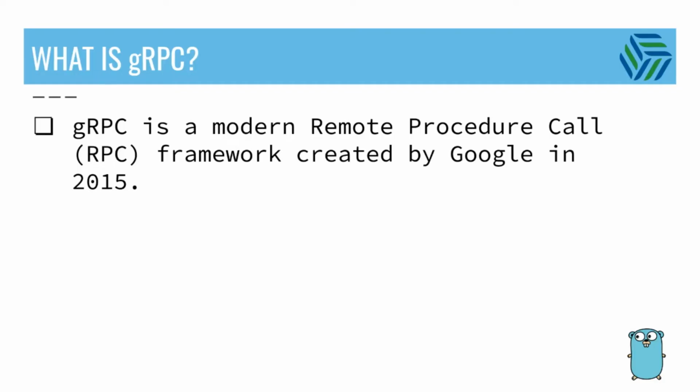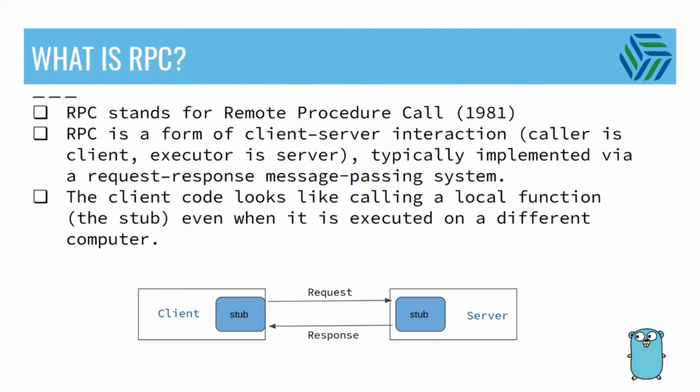gRPC is a modern remote procedure call framework created by Google in 2015. But what is RPC? RPC stands for Remote Procedure Call, and it was created in 1981. It's a form of client-server interaction and a client-server architecture. The caller is the client and the executor is the server, typically implemented via a request-response message passing system.